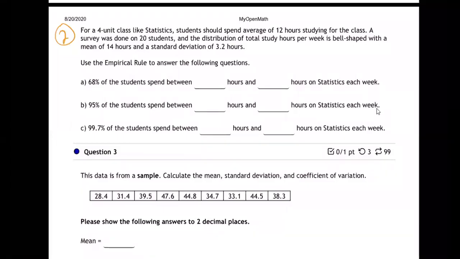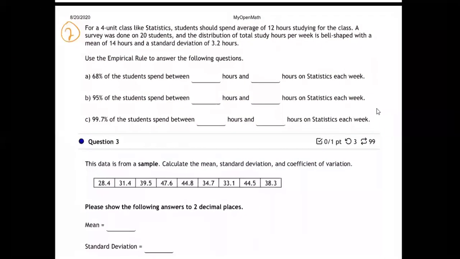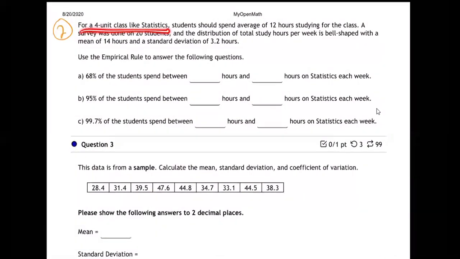Question number 2. For a 4-unit class like statistics, that's our class, right? 4 units plus the 2-unit co-rec if you're doing that. Students should spend an average of 12 hours studying for the class. I guess they mean every week, right?